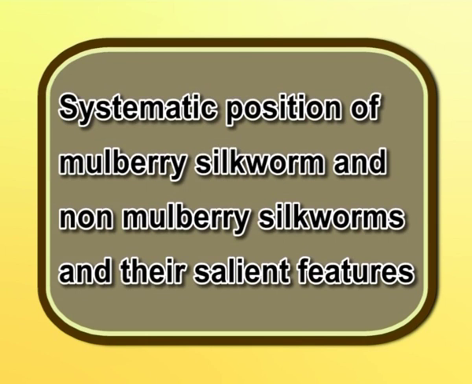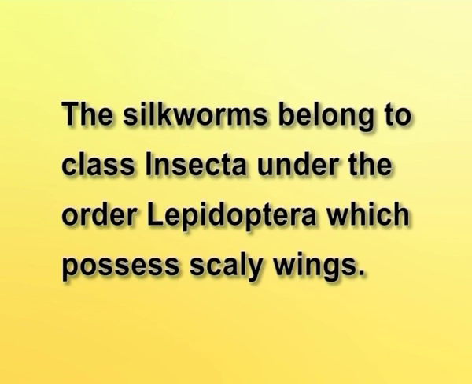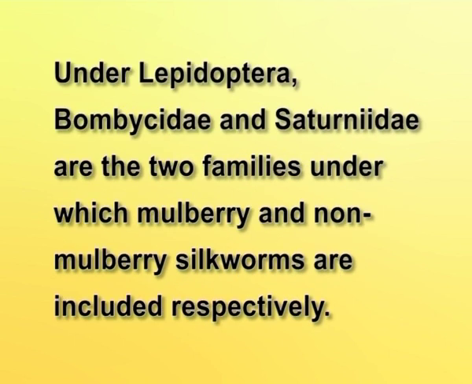Dear students, in today's lecture, let us know about the systematic position of mulberry silkworm and non-mulberry silkworms and their salient features. We all know that the silkworms belong to class Insecta under the order Lepidoptera, which possess scaly wings. Under Lepidoptera, Bombycidae and Saturnidae are the two families under which mulberry and non-mulberry silkworms are included respectively.